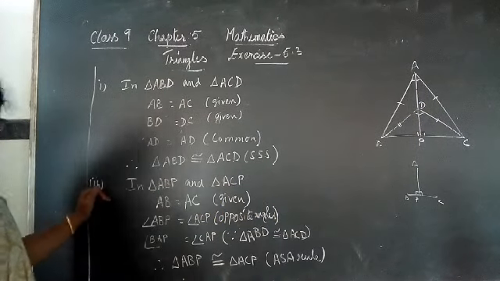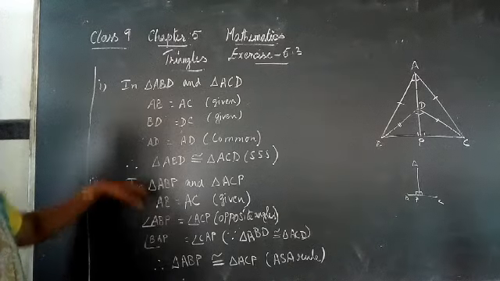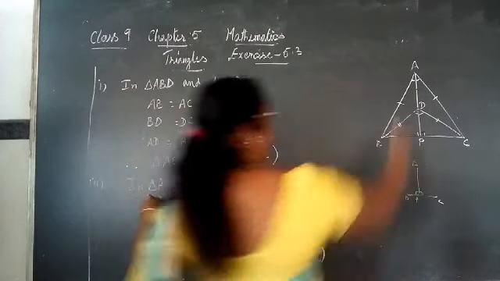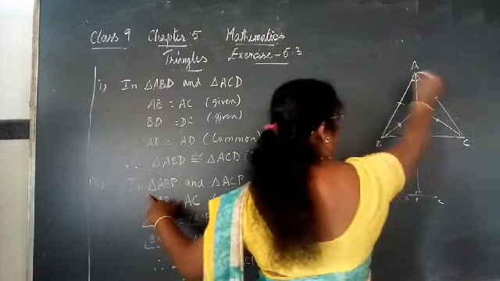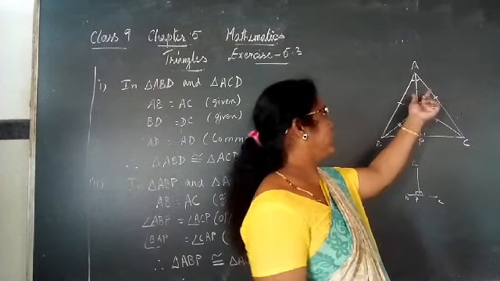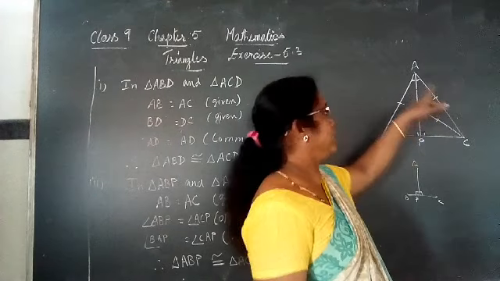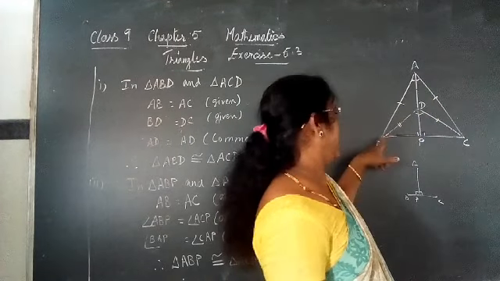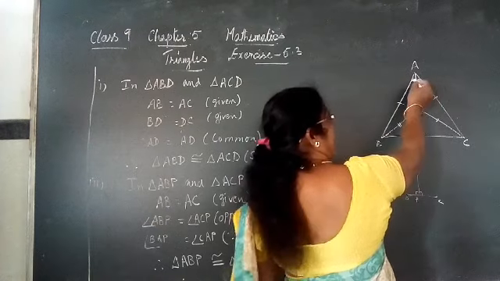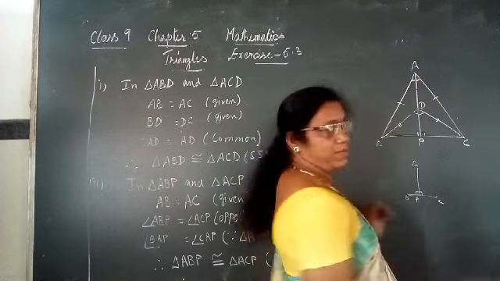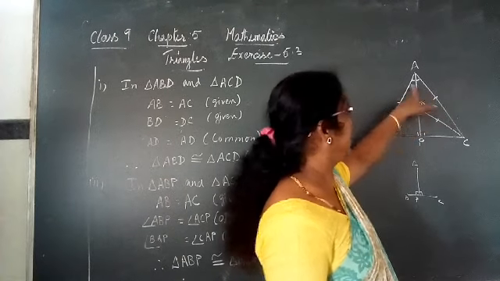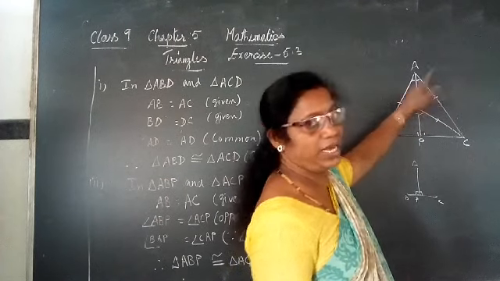In the second part, we have to prove that triangle ABP is congruent to triangle ACP. Now we have proved that the two triangles ABD and ACD are congruent. Hence, what about angles BAD and CAD? These are the two equal angles because the two triangles are congruent. Hence, according to CPCT, the two angles are equal.